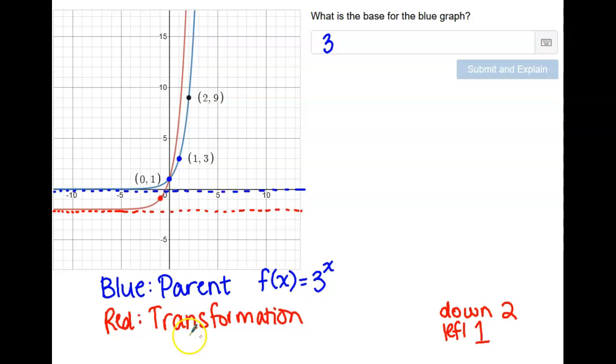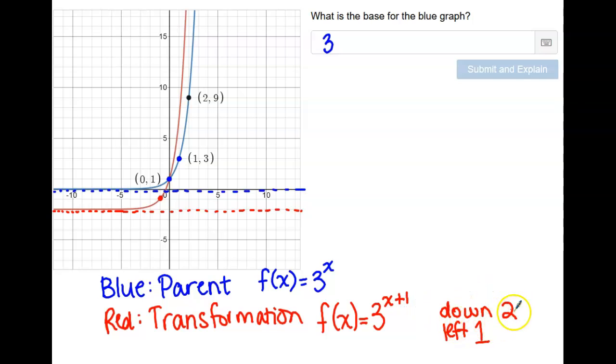So our transformed graph is always going to start with the parent function. Okay, so it's going to start the same exact way. f of x is equal to 3 to the power of x, but we have to put our transformations on this. So remember, left and right goes with the x. Okay, so if we went left 1, that's going to go with the x, but remember, it's going to change sign. So if we went left 1, then this is going to be plus 1.